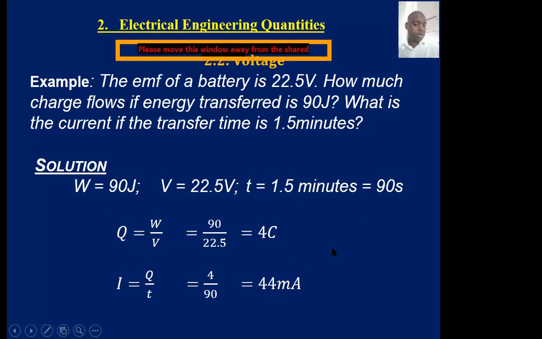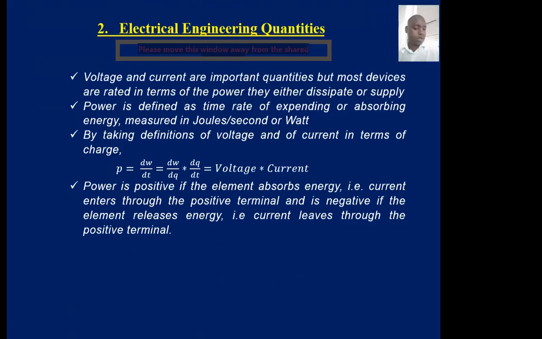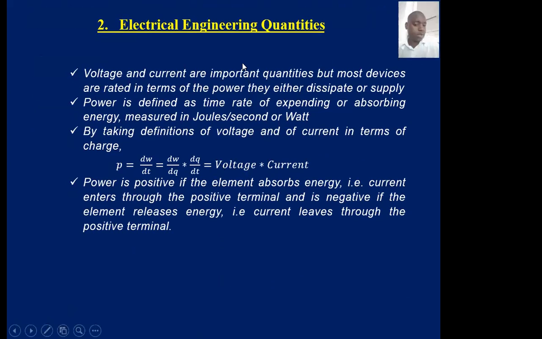So if we calculate our charge, then what is the current? Current is the charge per unit time. So we say charge 4 over 90 seconds, and we get 44 milliamps as the current that is flowing in the 1.5 minutes that the transfer occurs.